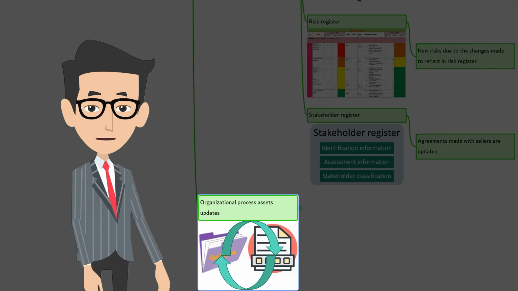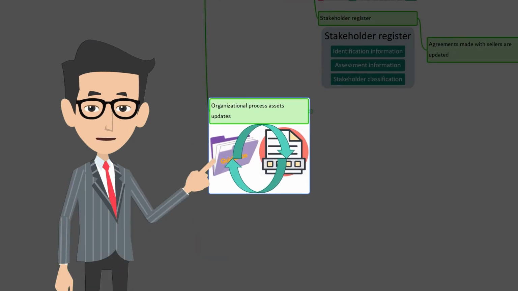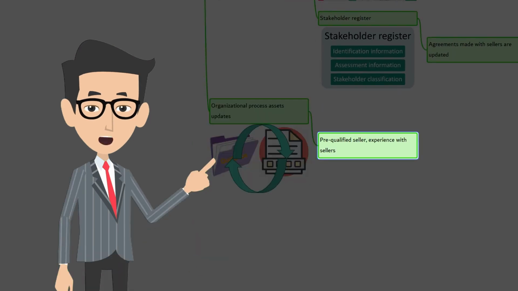The last output is organizational process assets updates. The list of prospective and pre-qualified sellers and information about experience with sellers, both good and bad, are updated. All right, that wraps up the ITTO. Let's move to the next process.